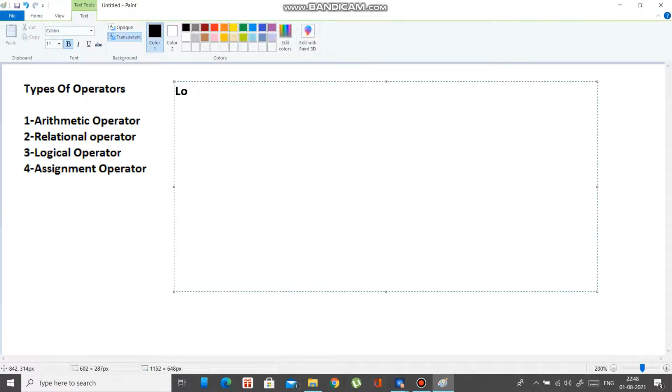Let's talk about logical operators. There are three logical operators. One is AND, the next one is OR, and the next one is NOT. These three are logical operators.